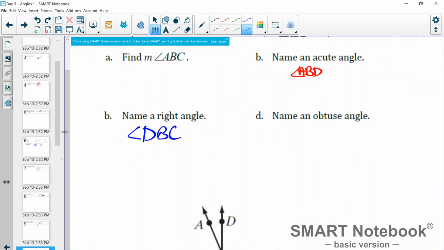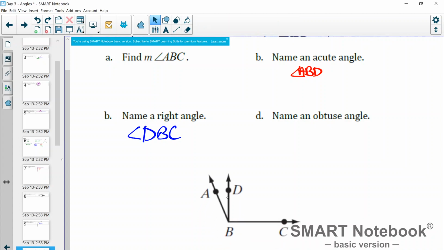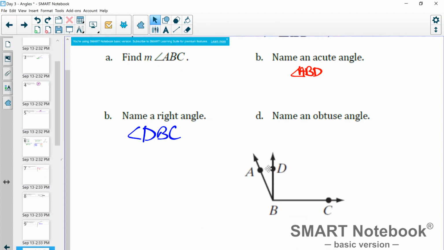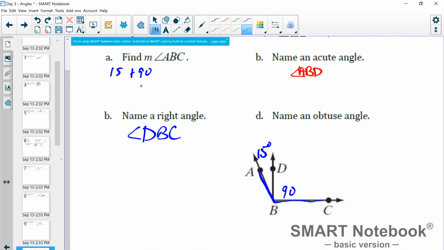So we were told that angle ABD is worth 15, and DBC is worth 90 degrees. We need to find ABC here. Basically, we were given the two small parts. We were told this part of the angle is 15. This part of the angle is 90. All we have to do now is add them together. 15 plus 90 means we have a 105-degree angle for angle ABC.